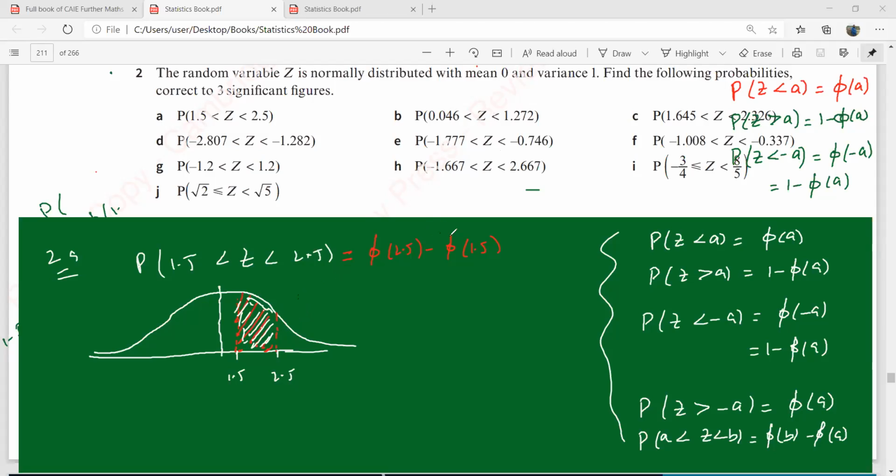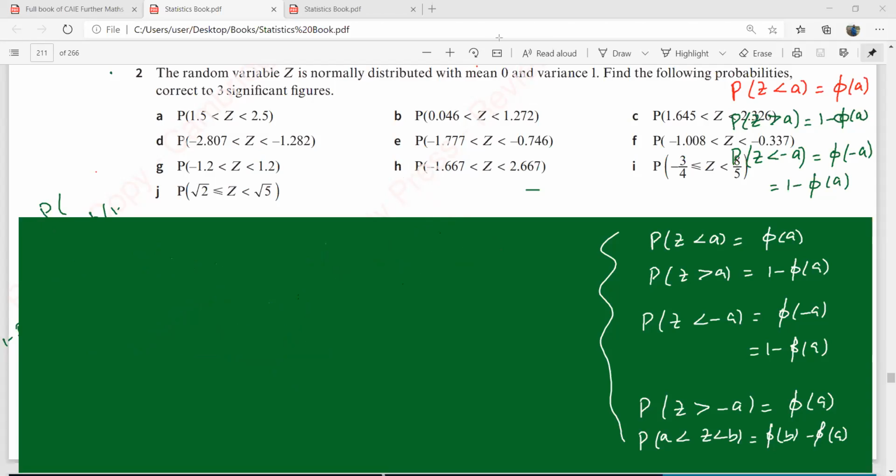Okay, now just one last thing for this class. Look at this H part, that is the last part of the day. Then we shall continue the same in the next class. In the H part, you have to find the probability that your Z is between minus 1.667 and 2.667. So you can write it as phi of 2.667 minus phi of minus 1.667.